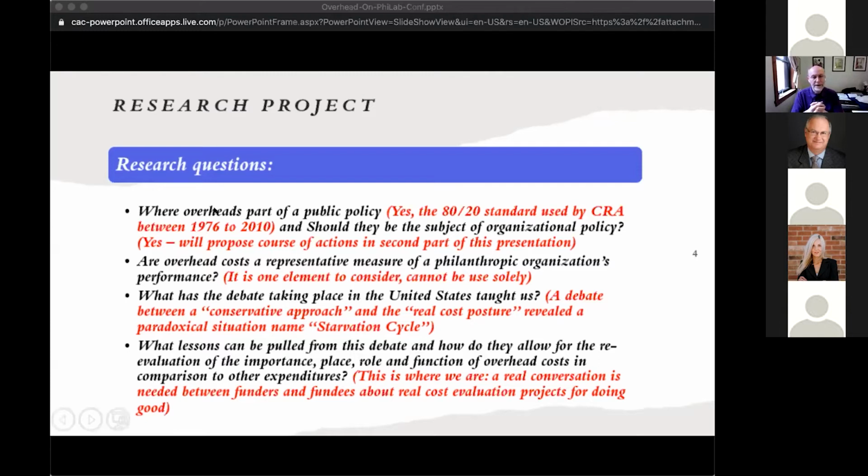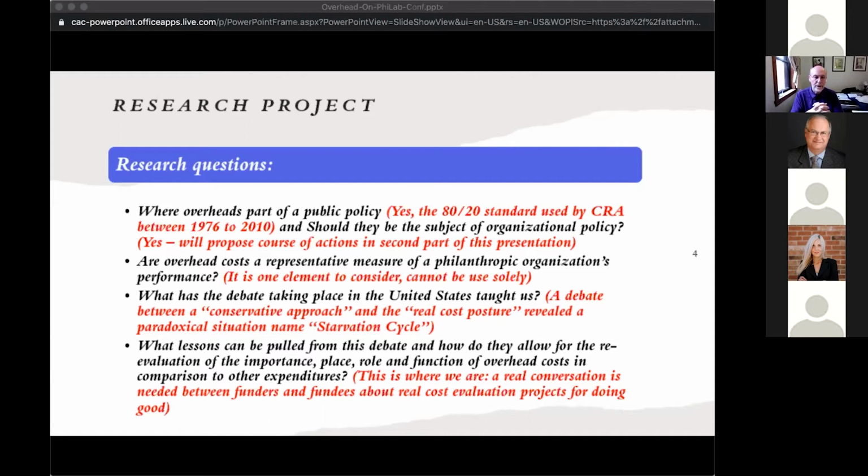Another question, what has the debate taking place in the United States taught us? That's very interesting because the debate in the United States started maybe in the middle of the 70s, and it was really around a kind of conservative approach, mainly to try to have a regulative posture toward not-for-profit organizations. Then in the 90s and mainly in the beginning of this century, a new posture developed that is called the real cost posture. And the philanthropic population is divided between those two postures. But the conservative approach is, I will say, more in position than the real cost posture. And that revealed a paradoxical situation that is called the starvation cycle, because not-for-profits are not asking exactly the good cost for their overhead.